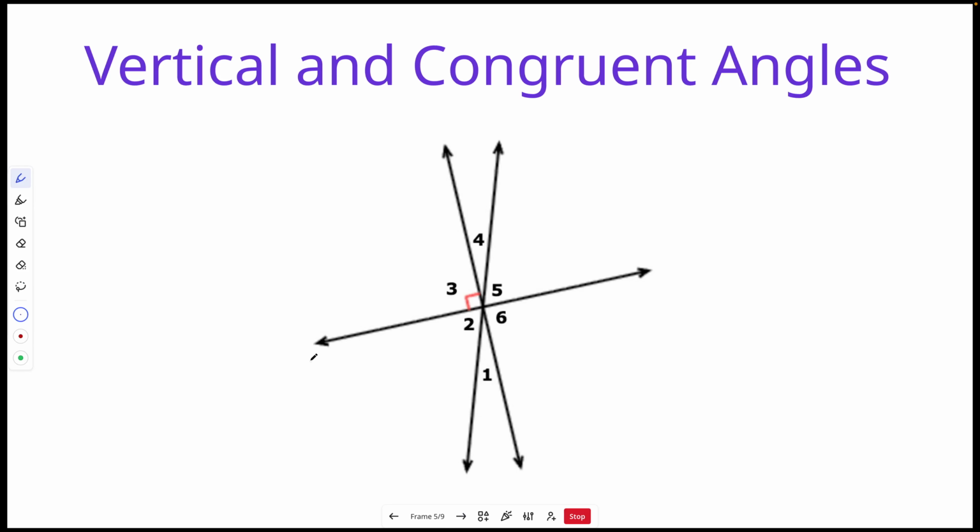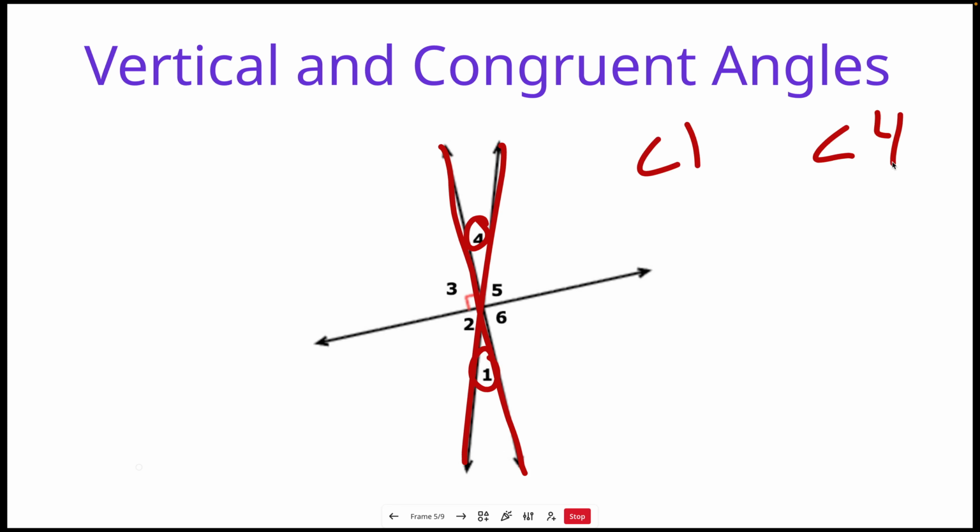All right, vertical and congruent angles. So we're going to use a different color here. Vertical angles, you have to be able to see an X that is drawn on this diagram. And there are actually a couple of them. Let's start with the one that I think is the most obvious. So this X right here. Vertical angles are the opposite parts of the X. So for example, angle 4 and angle 1 are on opposite sides of the X. And so we say that angle 1 and angle 4, they are vertical angles.